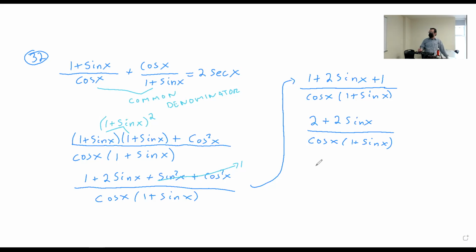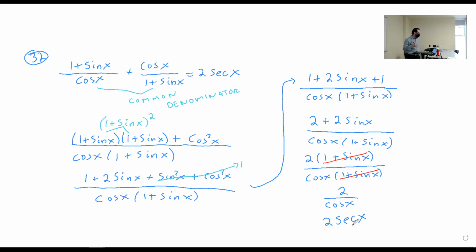Here we can factor the 2. We have 2 multiplied by 1 plus sine of x, divided by cosine of x and 1 plus sine of x. The 1 plus sine of x is going to be eliminated. We're going to be left with 2 over cosine of x, which is equal to 2 times secant of x, because 1 divided by cosine is secant.